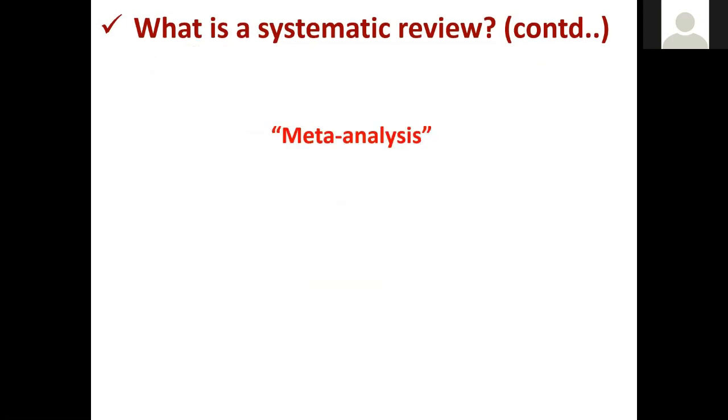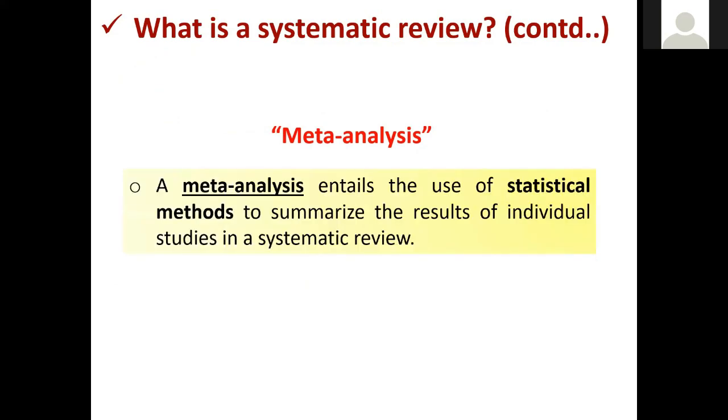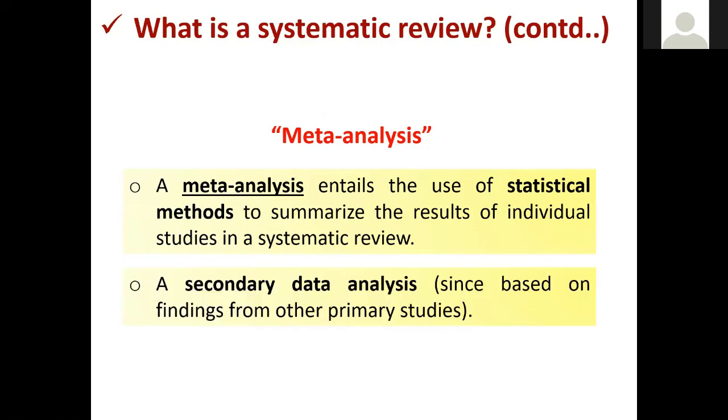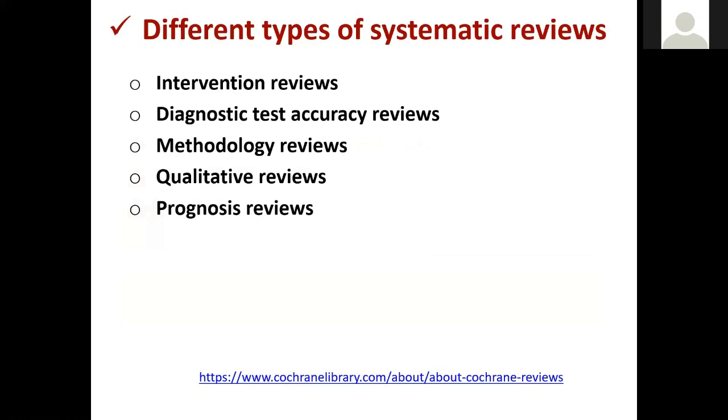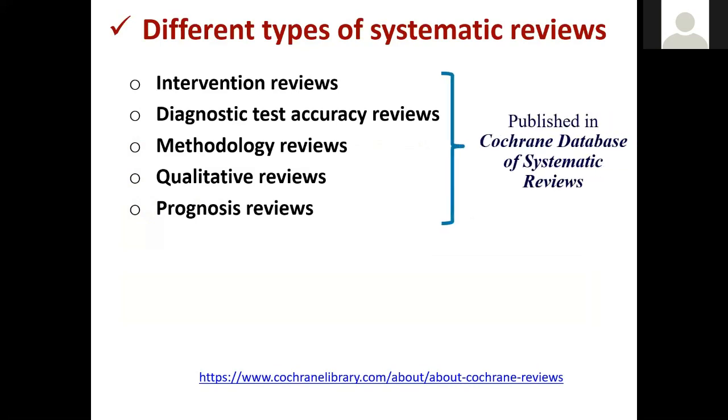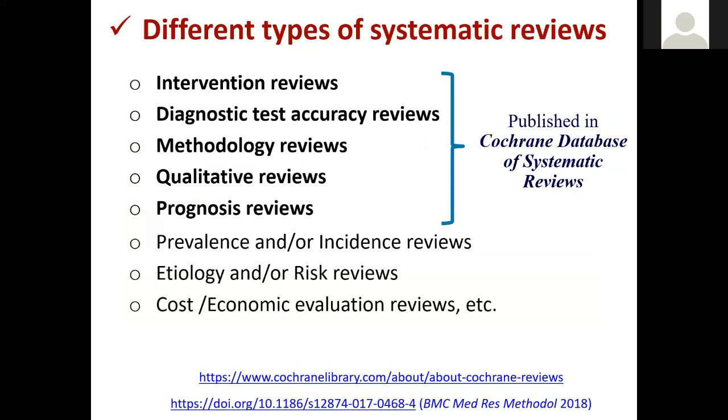There is another term that we frequently hear in relation to systematic review, that is meta-analysis. So meta-analysis is when we employ statistical techniques to understand and summarize the results of individual studies in a systematic review. So essentially, a meta-analysis is a type of secondary data analysis. There are different types of systematic reviews, like intervention reviews, diagnostic test accuracy reviews, methodology reviews, qualitative reviews, and prognosis reviews. These reviews are published by the Cochrane Database of Systematic Reviews. And in addition, there are some other reviews also, like prevalence or incidence reviews, etiology or risk factor reviews, cost and economic evaluation reviews, and so on.